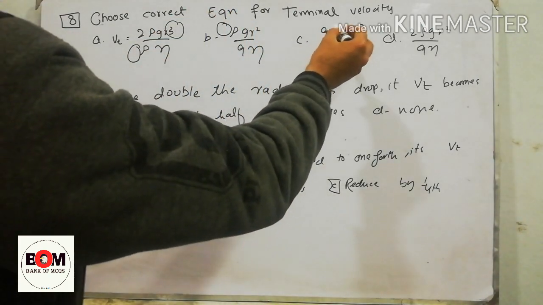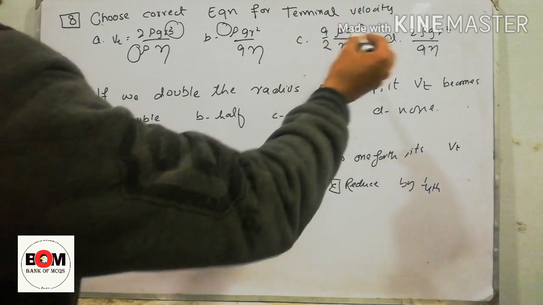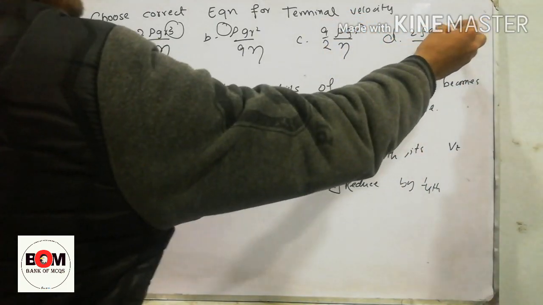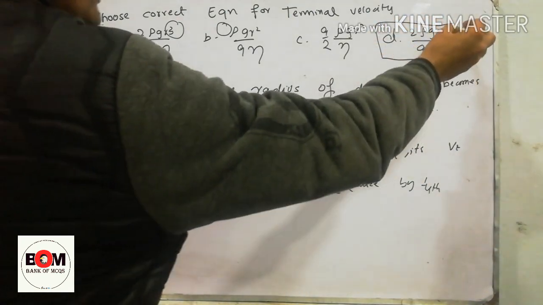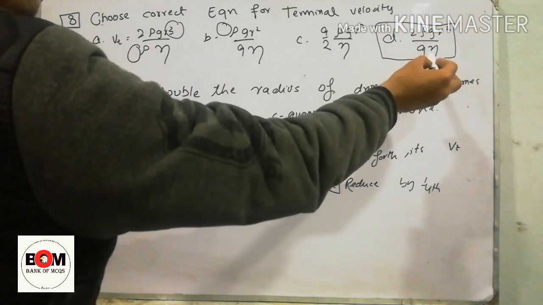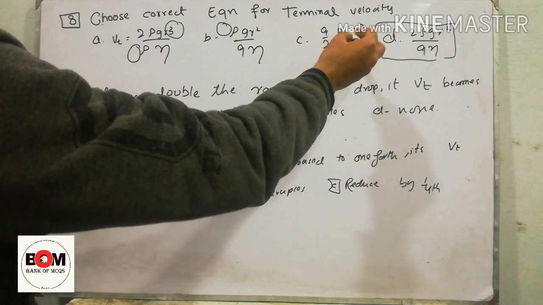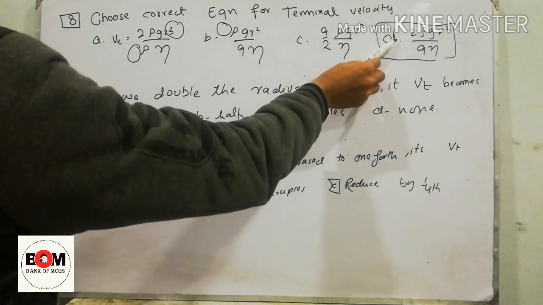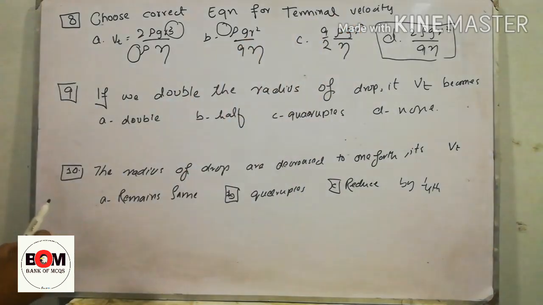Option C, 9ρgr² divided by 2η, and option D, 2ρgr² divided by 9η. Option D is correct because it is 2ρgr² divided by 9η, not 9ρgr² divided by 2η. So must remember the correct equation for terminal velocity.